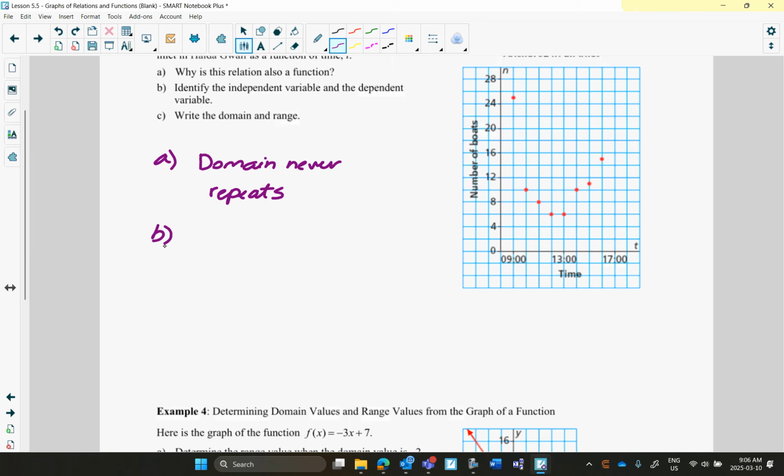Here, we're asked to identify the independent and dependent variables. Remember how to identify them on a graph. Independent is the X, dependent is the Y. So what would the independent variable be? Time. Which means the dependent will be number of boats.